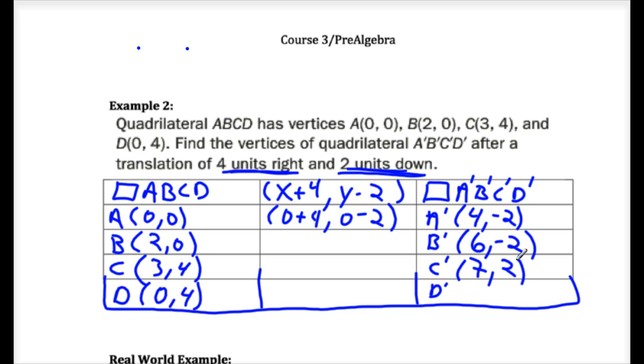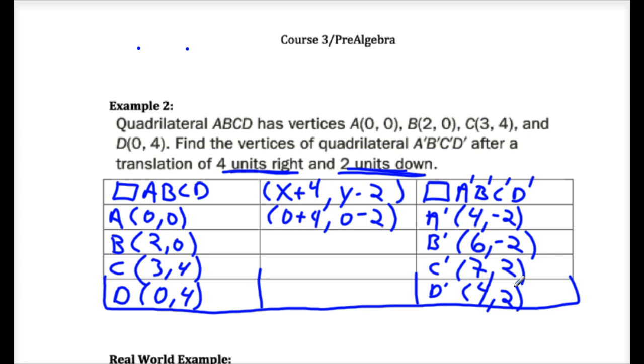She did 3 plus 4 and 4 minus 2. Who's got D prime, the last one? Go ahead, Trace. 4, 2. That's what I got, was 4, 2. Great job. Okay, and we did it without graphing.